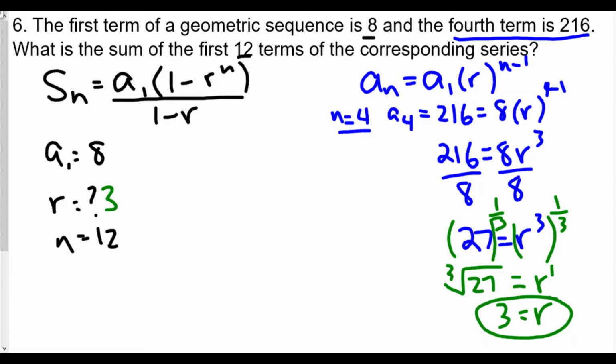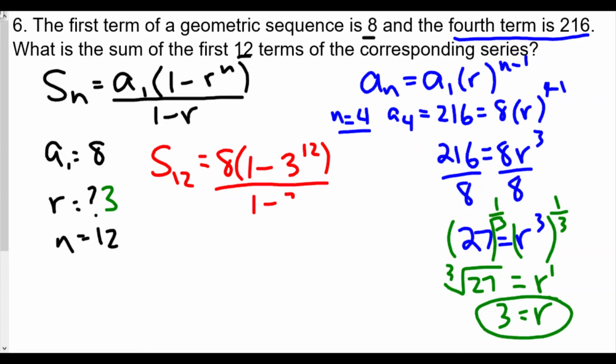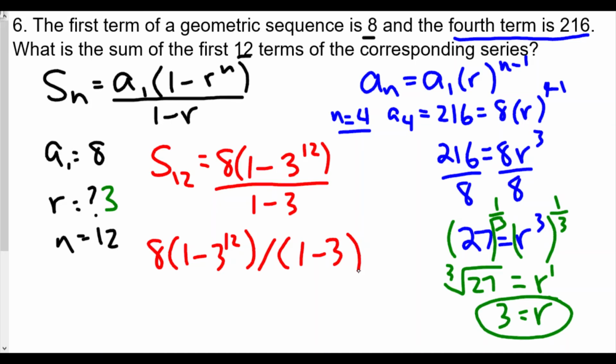Now we're going to plug this into our formula and find the first 12 terms. S of 12 is equal to 8 times 1 minus 3 to the 12th power, close parenthesis, divided by 1 minus 3. We enter this in the calculator as 8, open parenthesis, 1 minus 3 to the 12th. Again, close parenthesis, we're taking 3 to the 12th, not 1 minus 3 to the 12th. And we divide by open parenthesis 1 minus 3. Please make sure you put parentheses around the 1 minus 3, or just divide by -2. It's totally fine.